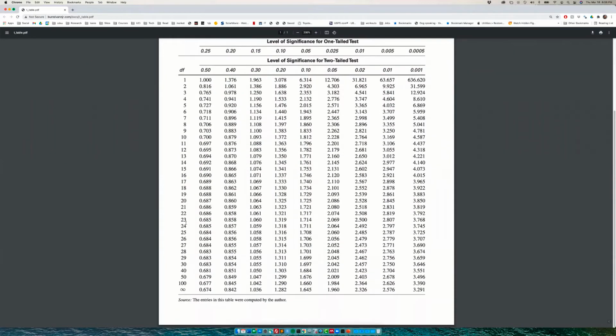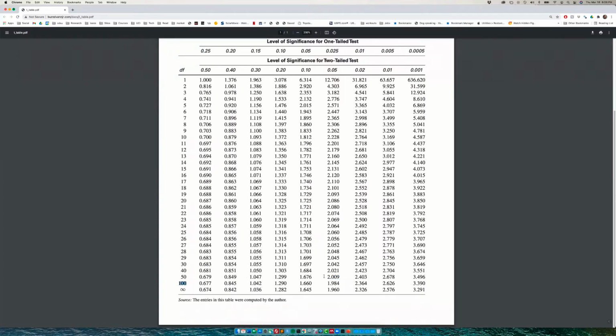So it goes all the way up to 30, and then 40, 50, 100, and infinity. So let's try 50. Let's just look at 50 because it's between 50 and 100. So 0.05 down to 50 here. Our critical t value is going to be 2.009. You might say, because you had over 50, why didn't you go further down? Why don't you just go to the next level up?